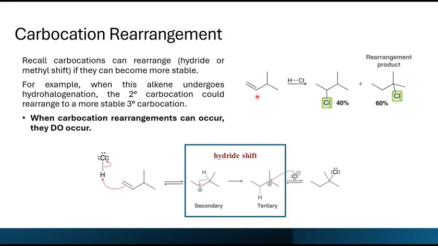The carbocation would have formed here. We would have had a hydride shift resulting in a tertiary carbocation, and that would be attacked by the nucleophile Cl- to form the Cl-C bond. We will still see a little bit of the other product without the rearrangement, but the rearranged product is the majority.